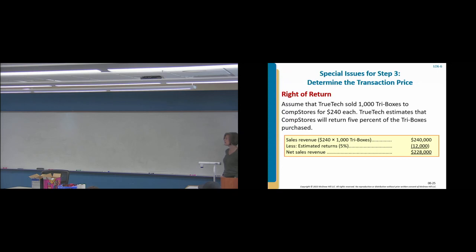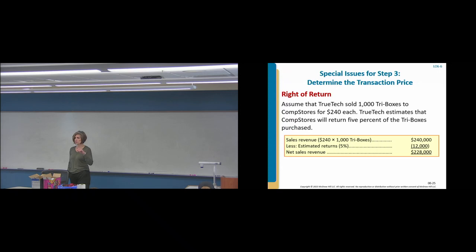And so this is how they'll report that, even though the sales returns haven't happened yet. Notice the word estimated in there, right? So sales revenue, 1,000 boxes at $240 each, less the 5% return, and that gives you net sales of $228.